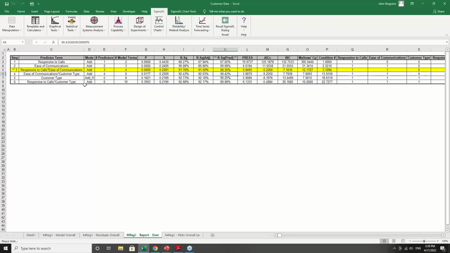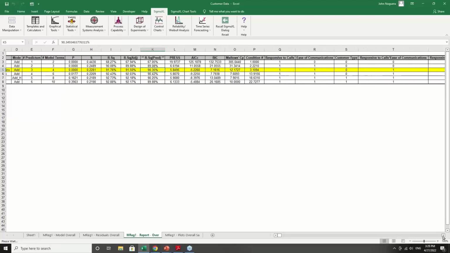Well, the reason is because if you have ease of communication by customer type, then you have to have customer type in the model due to hierarchy. And when you do, you're actually less than. So remember we said we want hierarchy. So the rule of hierarchy has to be obeyed. So given the rule of hierarchy as a constraint, the best R-square predicted is this one that includes responsive to calls, ease of communications, and the interaction term. Okay, so that's our best selected model.